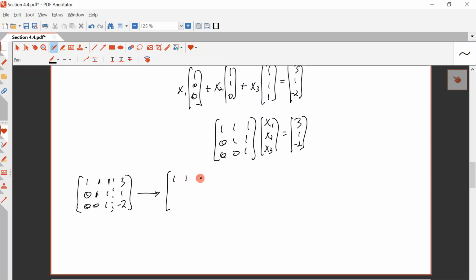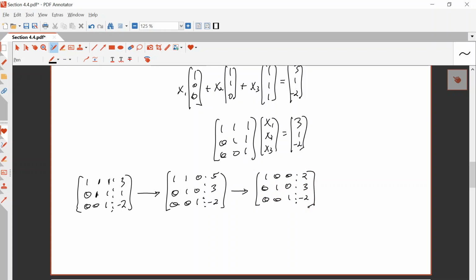So I got 1, 1, 0, 5, 0, 1, 0, 3, 0, 0, 1, minus 2. Subtract row 2 from row 1. 1, 0, 0, 5 minus 3 is 2. 0, 1, 0, 3, 0, 0, 1, minus 2. So there it is. So x1 is equal to 2, x2 is 3, x3 is minus 2.